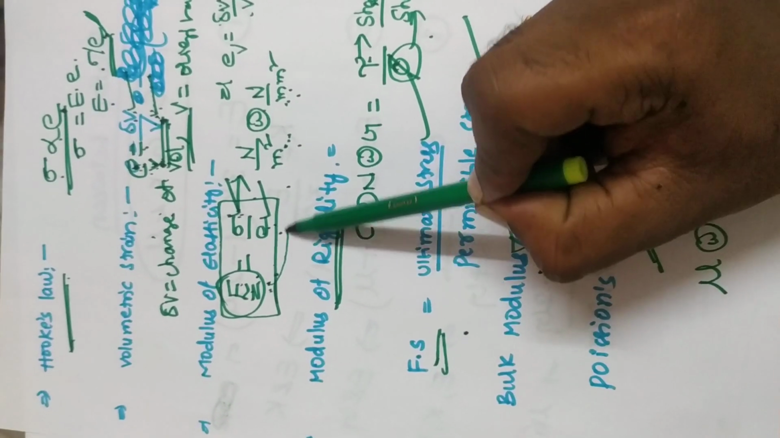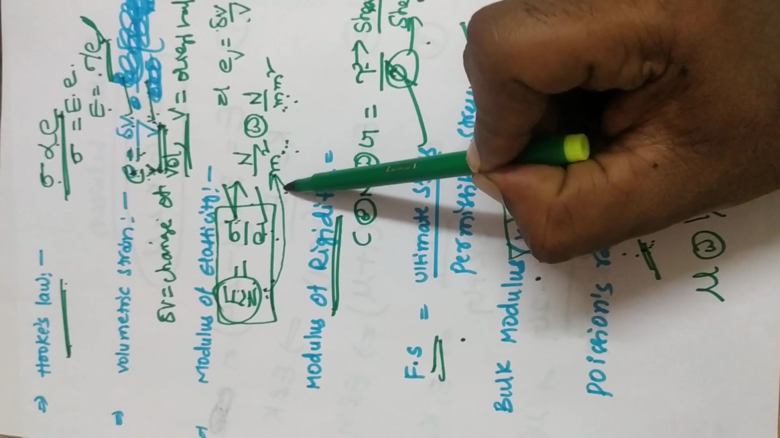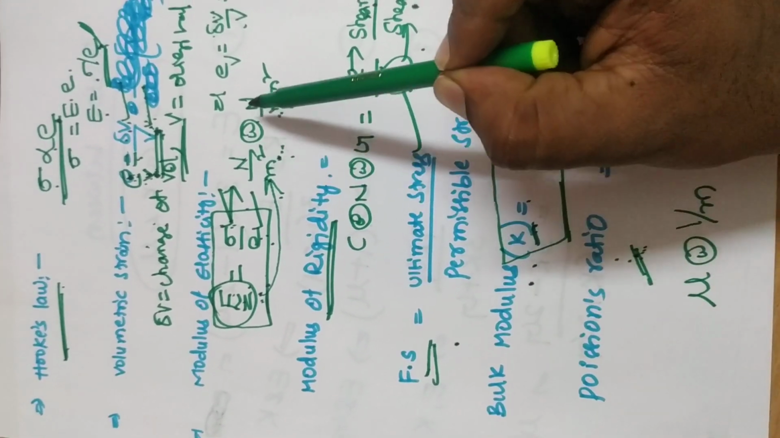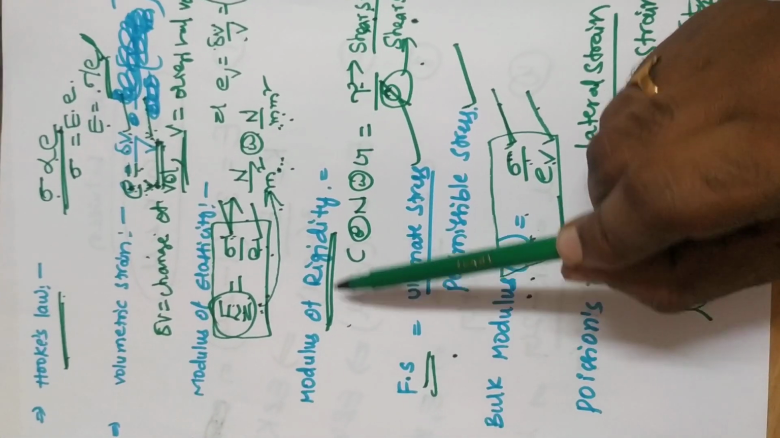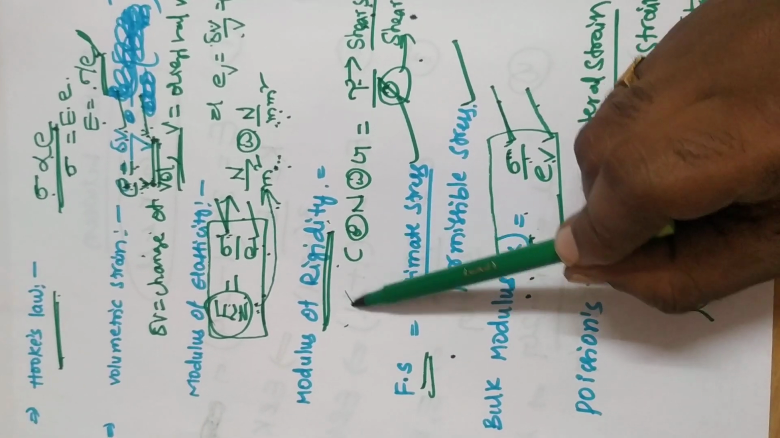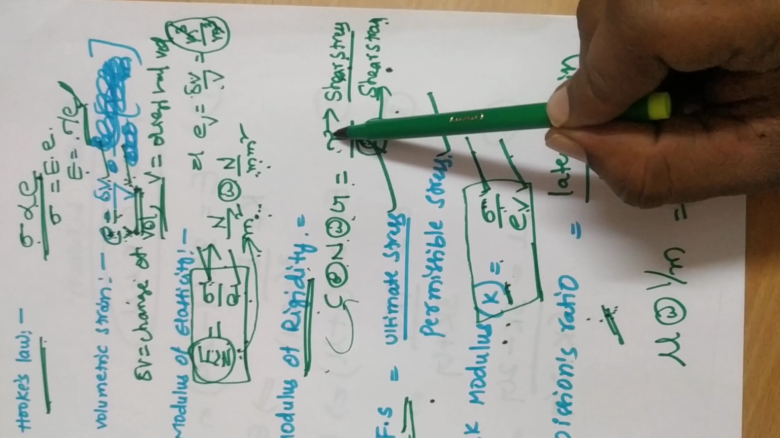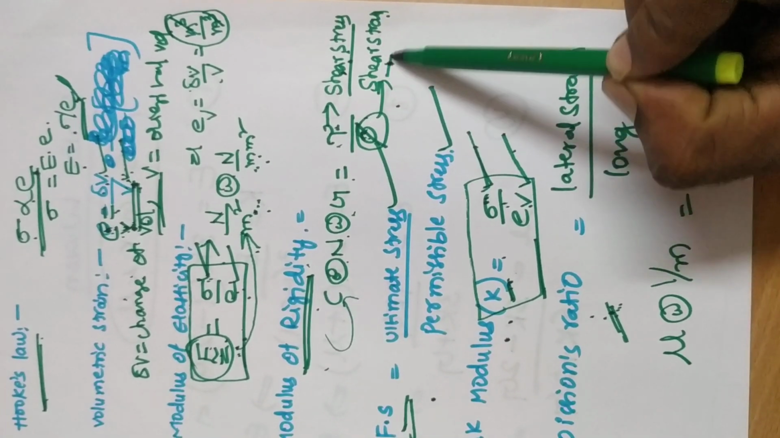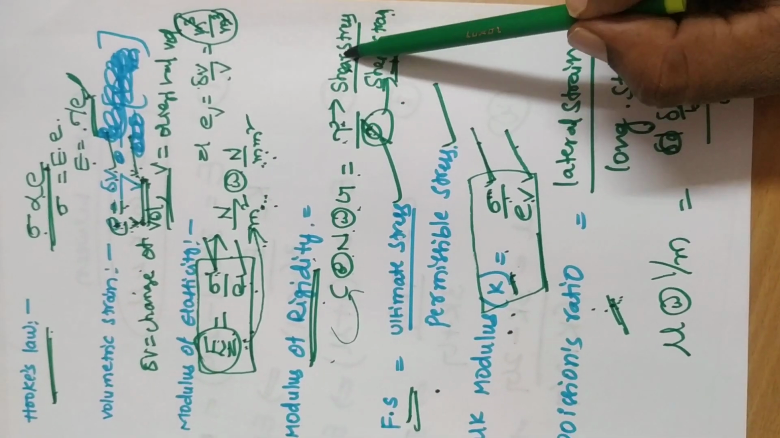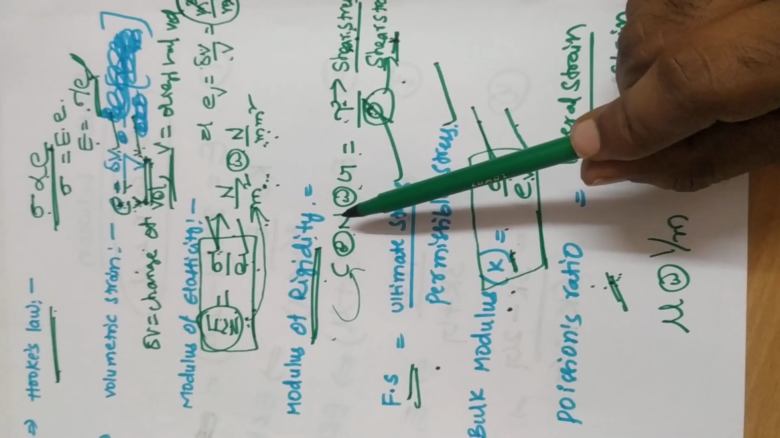So units of modulus of elasticity is Newton per meter square or Newton per mm square. Then modulus of rigidity, so it is denoted by C or N or G, equal to tau by phi. So tau means shear stress, phi means shear strain. The ratio between shear stress to the shear strain is known as modulus of rigidity.